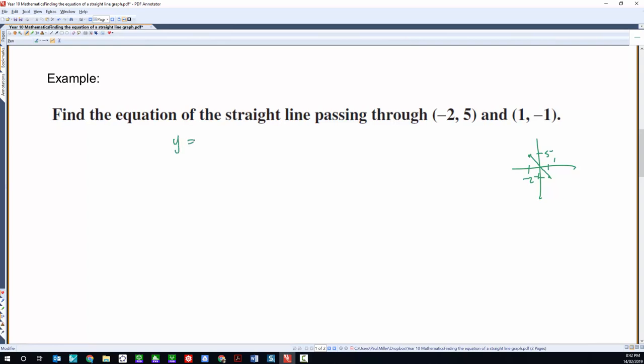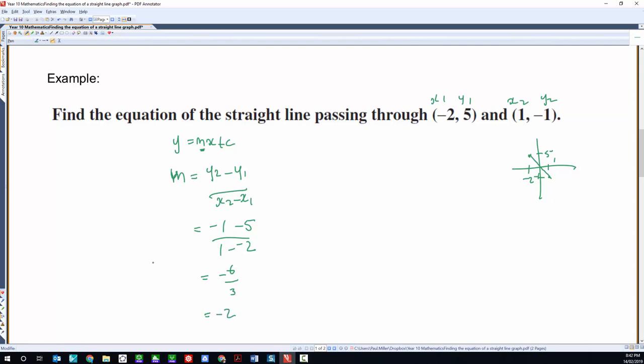Okay, so remember we want the equation in y equals mx plus c form. So the first thing we're going to grab is the gradient. So the gradient m equals y2 take y1 over x2 take x1. Okay, so let's call this x1, y1, x2, y2. Okay, so we're going to do negative 1 subtract 5 over 1 subtract negative 2. That's negative 6 over 1 subtract negative is the same as 1 plus 2, which is 3.